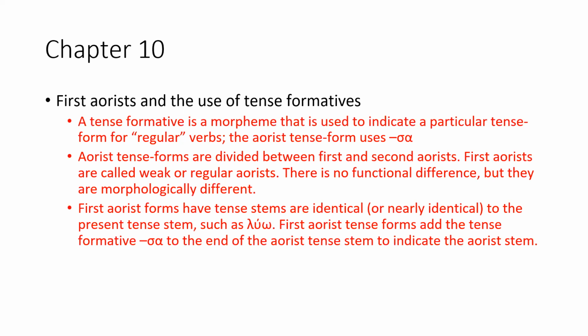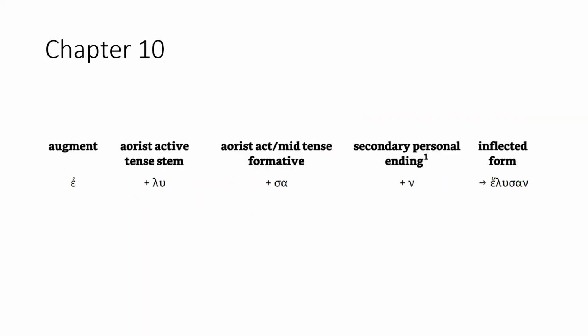The form is different. First aorist forms have tense stems that are identical or nearly identical to the present tense stems, such as luo. First aorist tense forms add the tense formative sigma alpha to the end of the aorist tense stem to indicate the aorist stem. So you get a tense stem that's nearly identical to the present, and then you've got sa, sigma alpha, added to make the aorist stem.